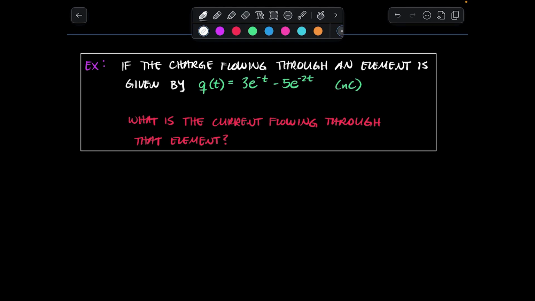Let's look at this example here. If the charge flowing through an element is given by Q of t equals 3 times e to the power of negative t minus 5 times e to the power of negative 2t, and the unit of this is in nanocoulombs, what is the current flowing through that element? So let's write down our given here for the equation of charge.